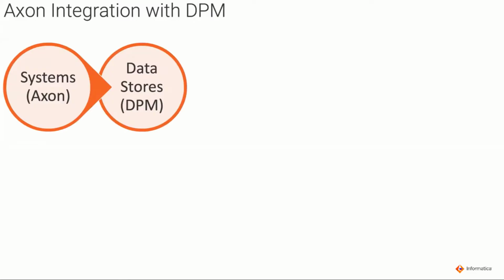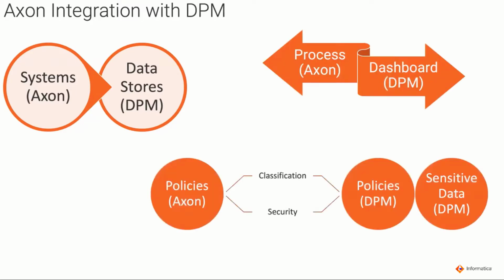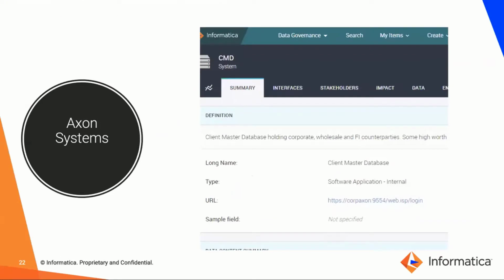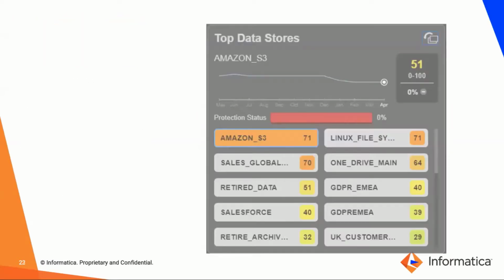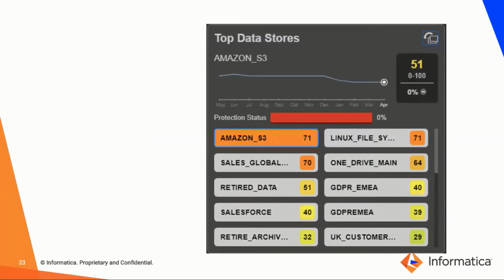So instead of talking through the slide, I'm going to show this. Basically, what happens is the policies in Axon could be linked to either a security policy or a classification policy in DPM, right? And the system in Axon could be linked to the data store in DPM or resources in EDC. Both are, behind the scenes, the same object. So those are the two integrations which you are doing, and other information gets built up, right?